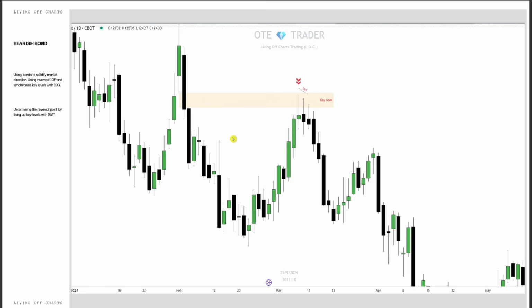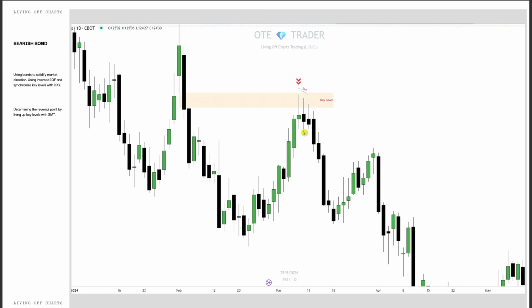We'll use inverse institutional order flow, and then we synchronize key levels with DXY. Now, if that was a little bit much to hear, let me break that down. We use inverse institutional order flow. It basically means the bonds should move in the opposite direction of DXY, and then they are in sync. So bonds lower means DXY should go higher, and bonds higher should mean DXY should go lower.